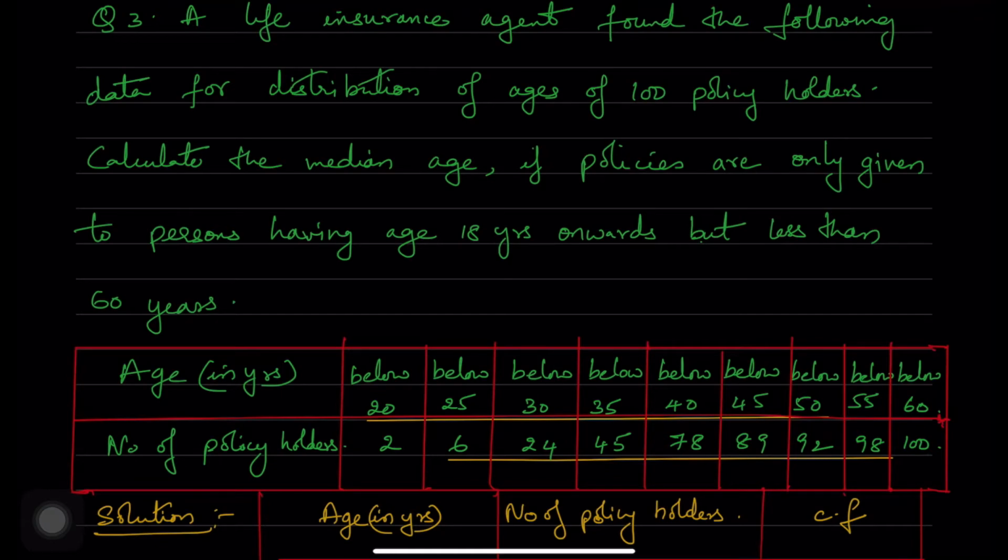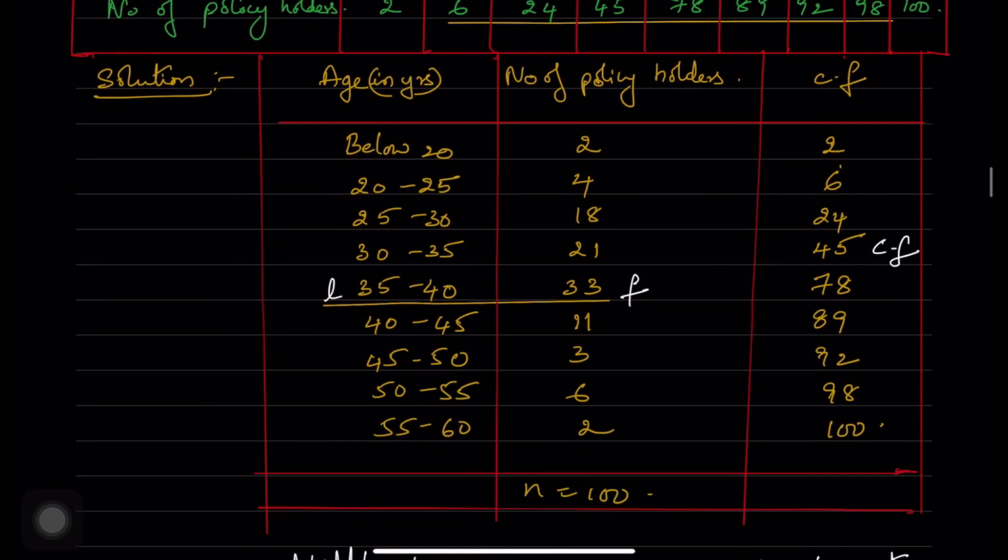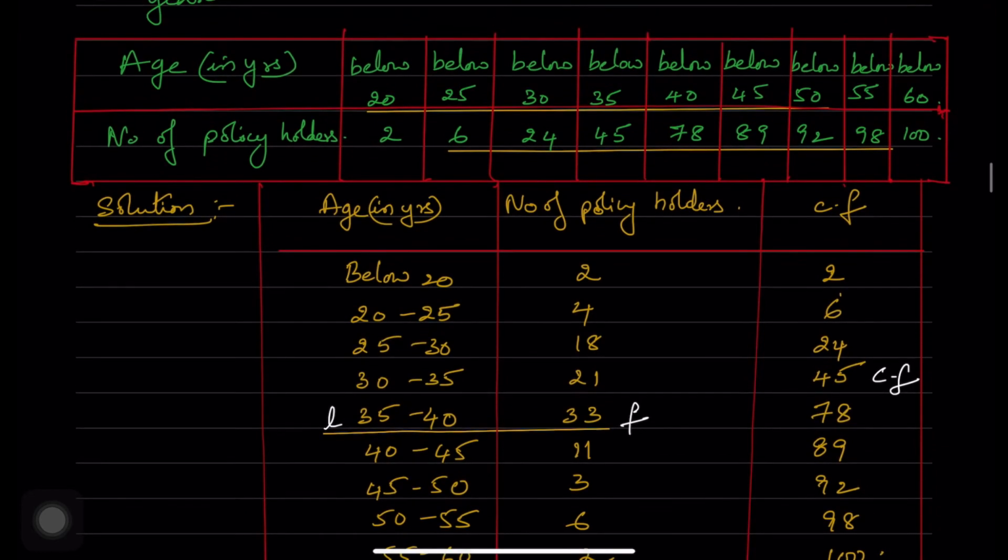So now here age in years is below 20, below 25, below 30, below 35, below 40, below 45, below 50, below 55, below 60. Number of policy holders here you are having 2, 6, 24, 45, 78, 89, 92, 98, 100. So now here you have age in years and number of policy holders.